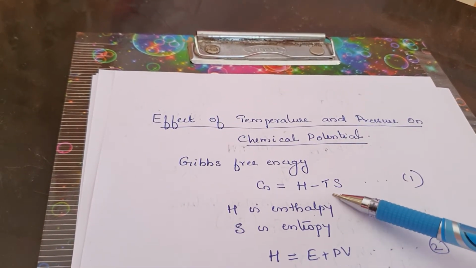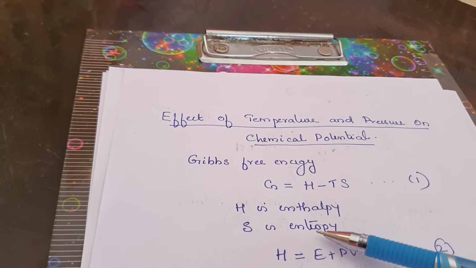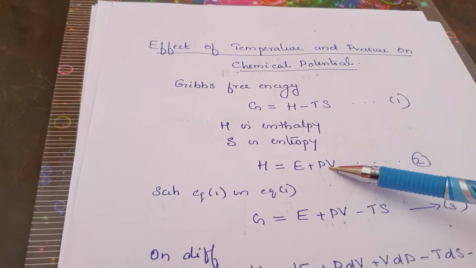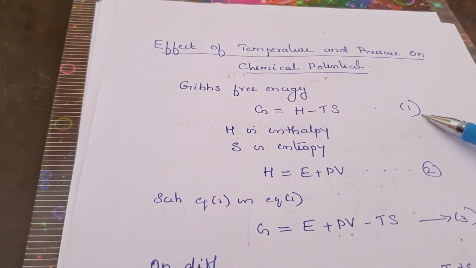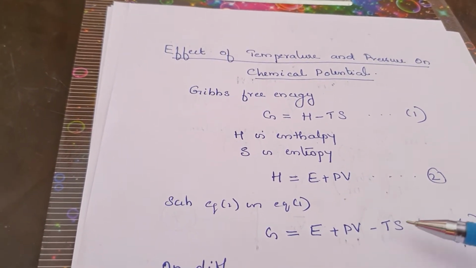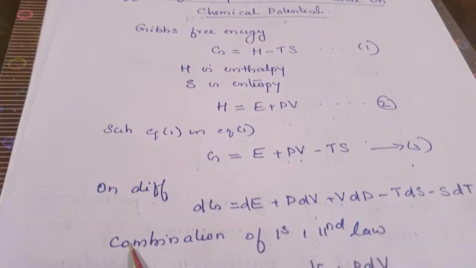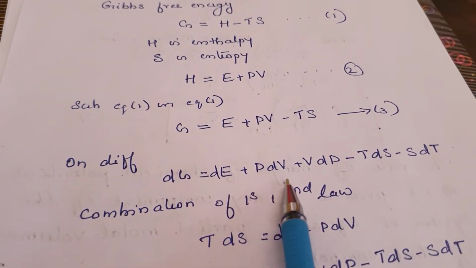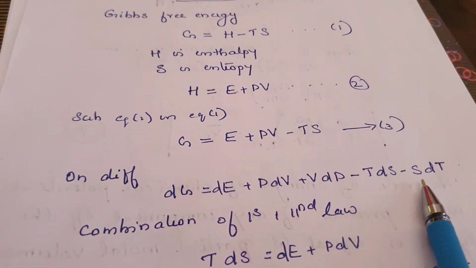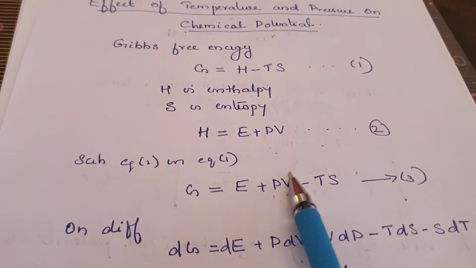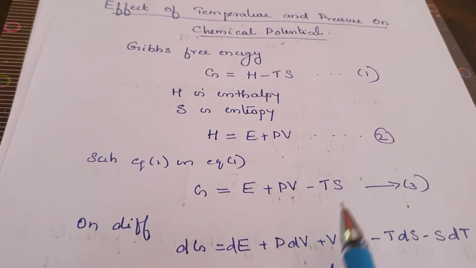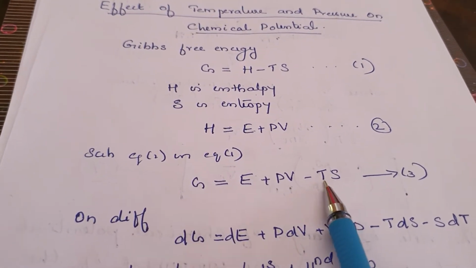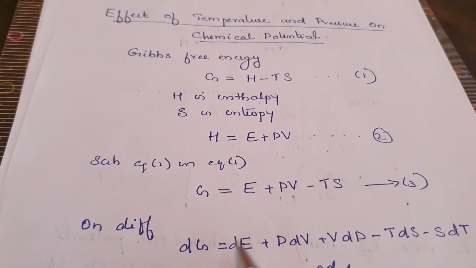G is equal to H minus TS, where H is enthalpy, S is entropy. And H we can write as E plus PV. So if you substitute 2 in 1, we get G is equal to E plus PV minus TS. On differentiating this expression, dG is equal to dE plus PdV plus VdP minus TdS minus SdT. In both cases we have to apply the product rule. So P into dV plus V into dP, again T into dS plus S into dT. So this is the one.